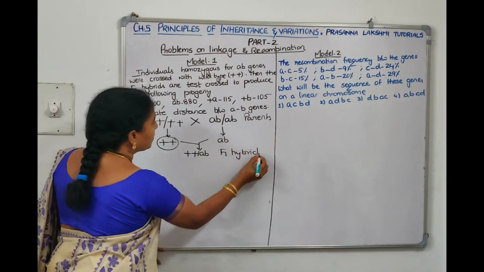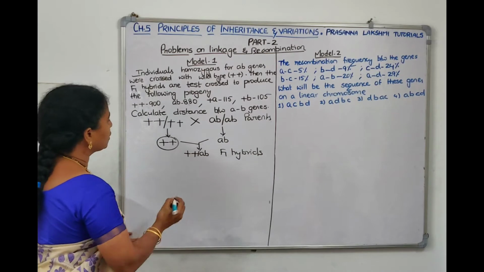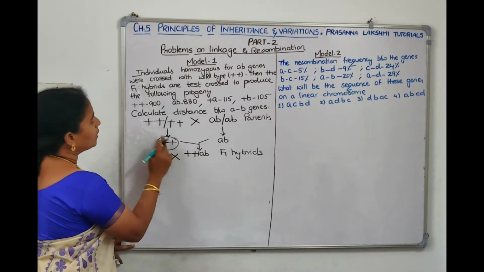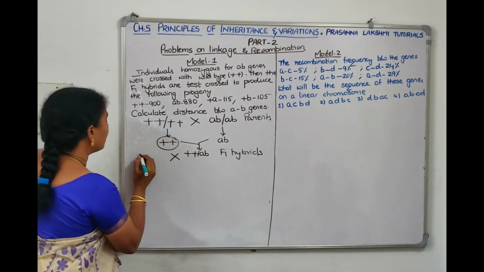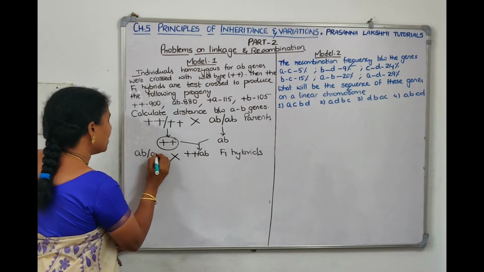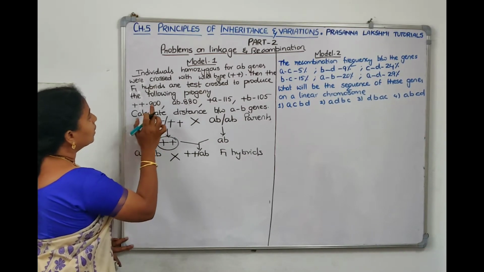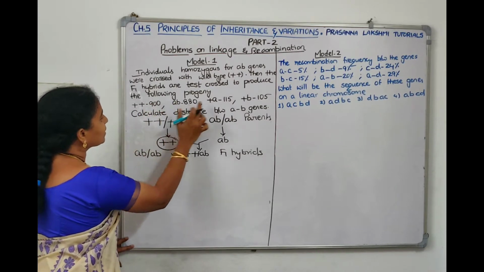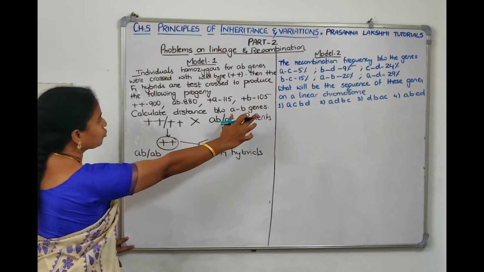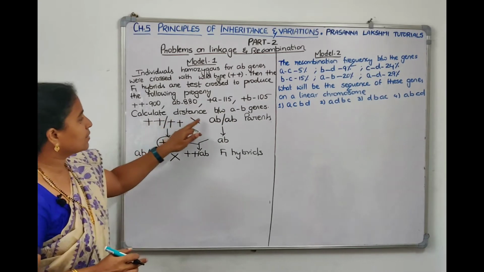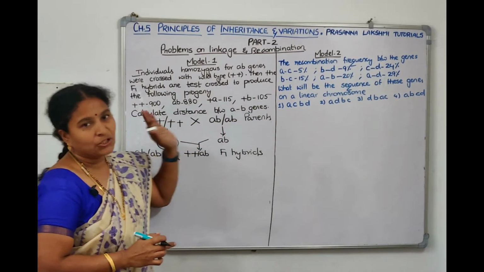The F1 hybrids are test crossed. Test cross means crossing them with the recessive one. If this is the wild one, the recessive one will be AB with AB. So when the F1 hybrids are test crossed, you get the progeny in these ratios, and they're asking us to calculate the distance between the A and B genes.